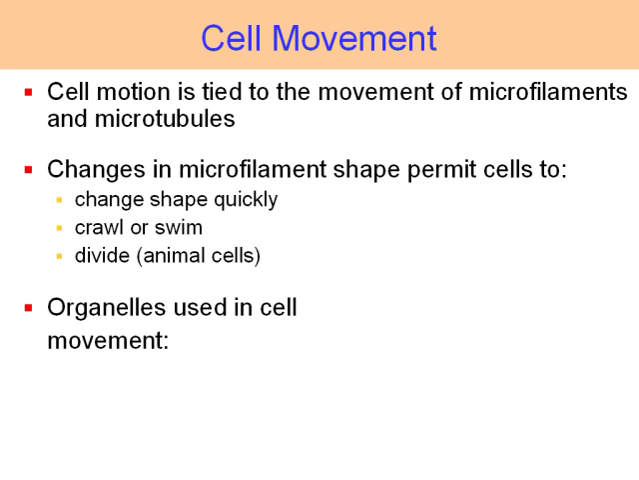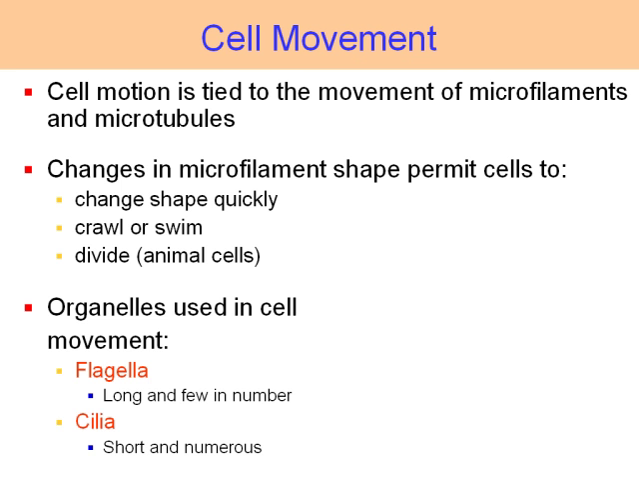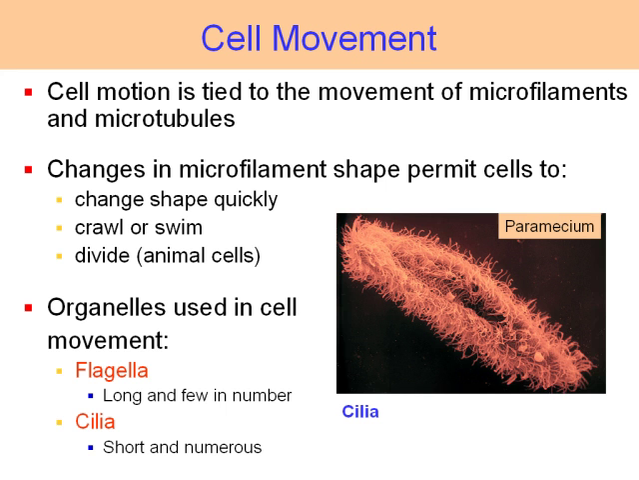Organelles used in cell movement include, number 1, the flagella. These are typically going to be structures that are long and few in number, and also cilia. These are going to be structures that are typically short and numerous in number.